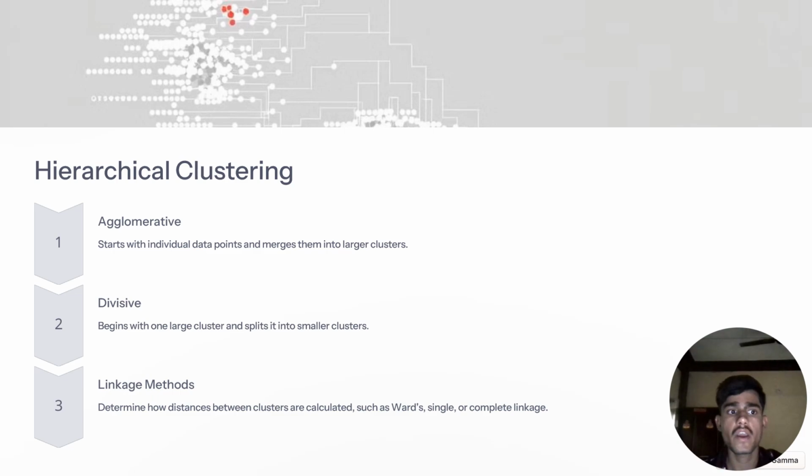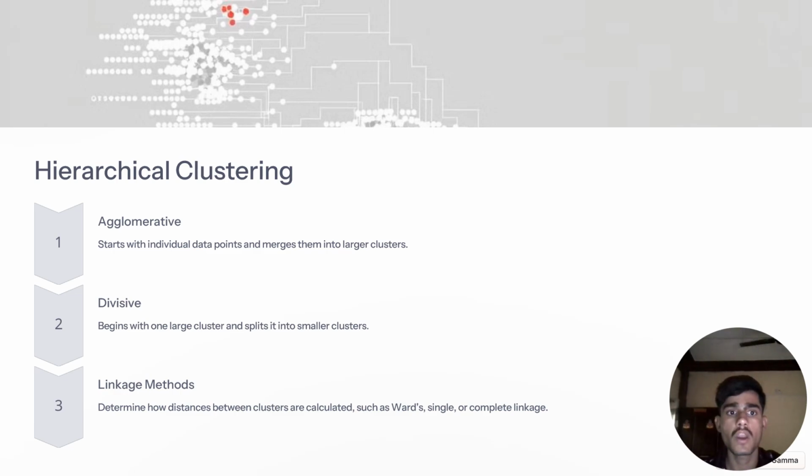Hierarchical clustering. Hierarchical clustering, also known as hierarchical cluster analysis, is an algorithm that groups similar objects into groups called clusters. The endpoint is a set of clusters where each cluster is distinct from the others, and the objects within each cluster are broadly similar to each other.